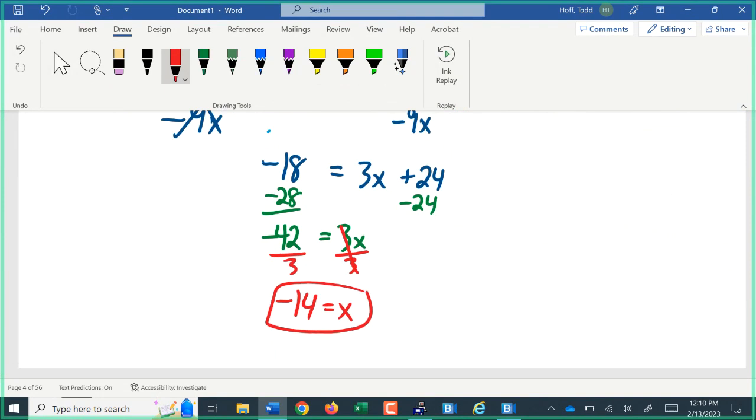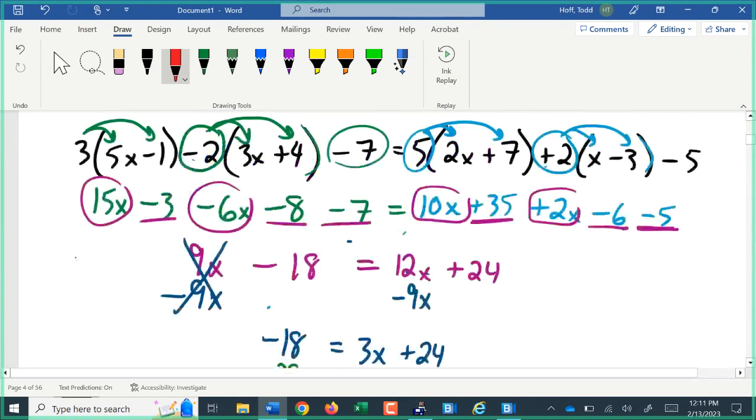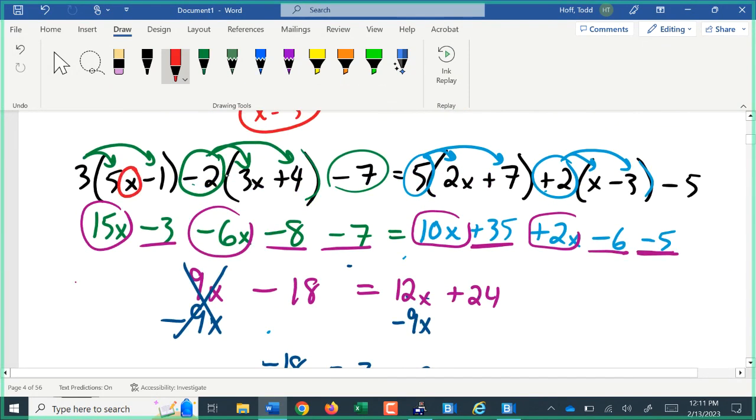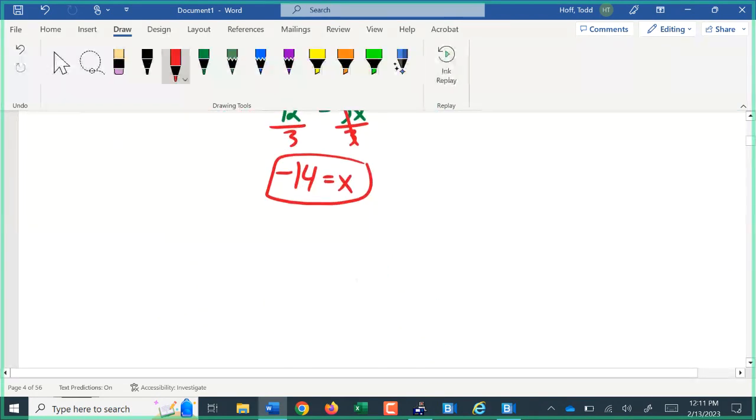Now, I'm not going to go through with it right now, but we could if we had to. If you wanted to go back up, replace x with negative 14 and make sure we get the same value on each side of that equation. We will, I'll assure you that.